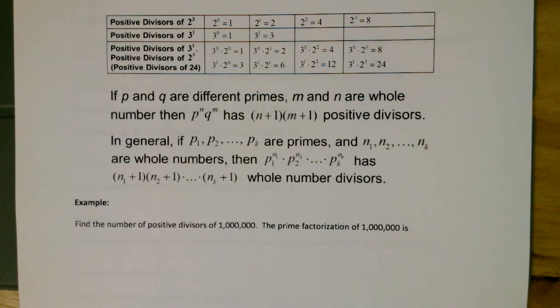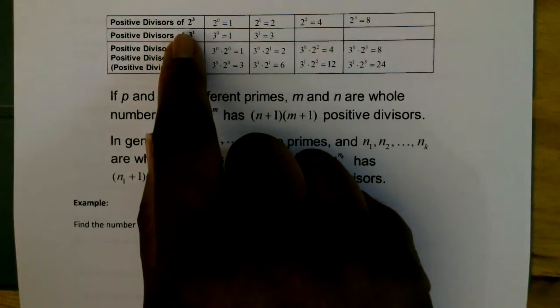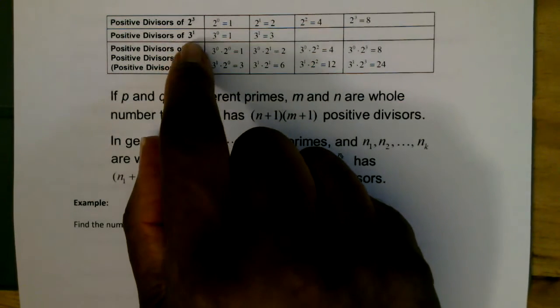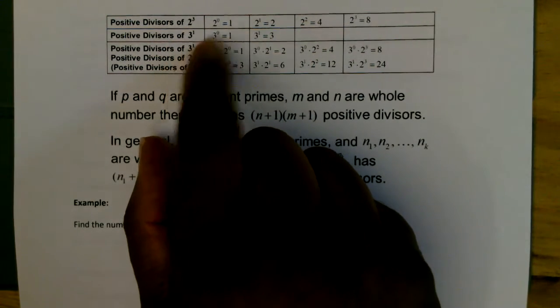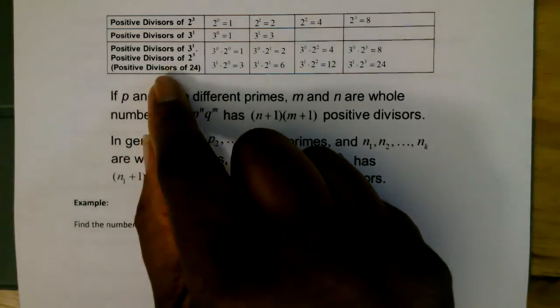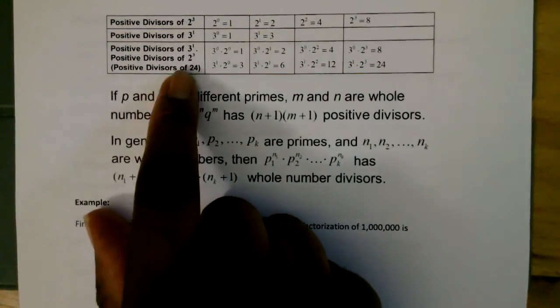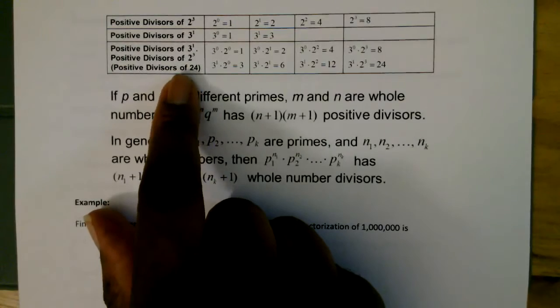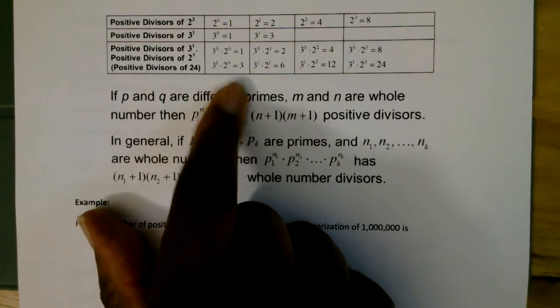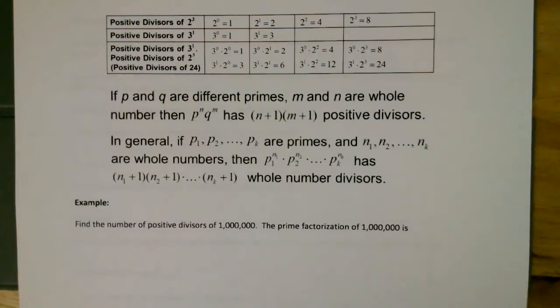Now, on the next page, you'll see the positive divisors of 2 to the 3rd and 3 to the 1st. And then, of course, the positive divisors of 3 to the 1 and 2 to the 3rd. There you see them all listed out.